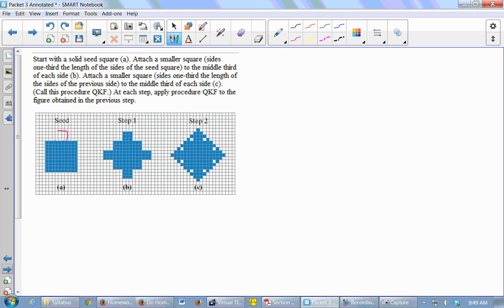And I build a square on it and attach on each side. Right, so that would give me step 1, which looks like this. And then on every single side, you take the middle third and build a little square on it. And that's how you get this step 2. And then you just keep doing that. With every single side that remains, you put a little teeny square on the middle third.